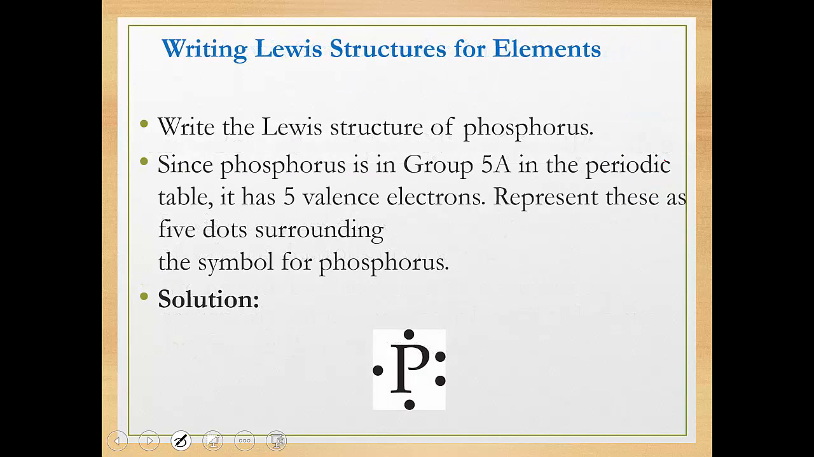So looking at another example, if we write the Lewis structure for phosphorus, if we look at phosphorus's position in the periodic table, it is in group 5A, so that tells us that it has 5 valence electrons. Okay, we represent those as 5 dots around the symbol for phosphorus, just as we see here. We put the letter P, we start by putting 1, 2, 3, 4 dots, and then we go back and pair up the 5th one.